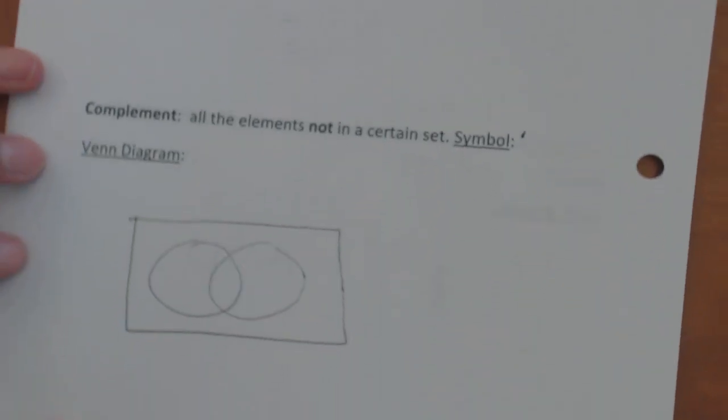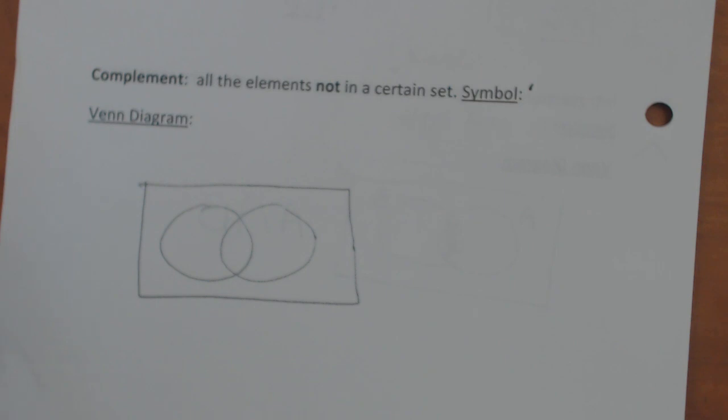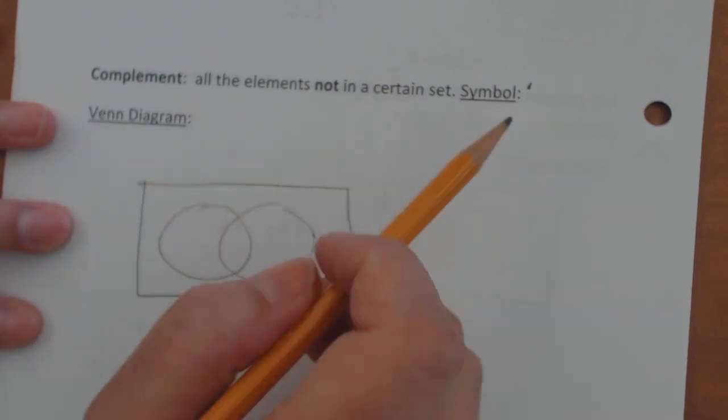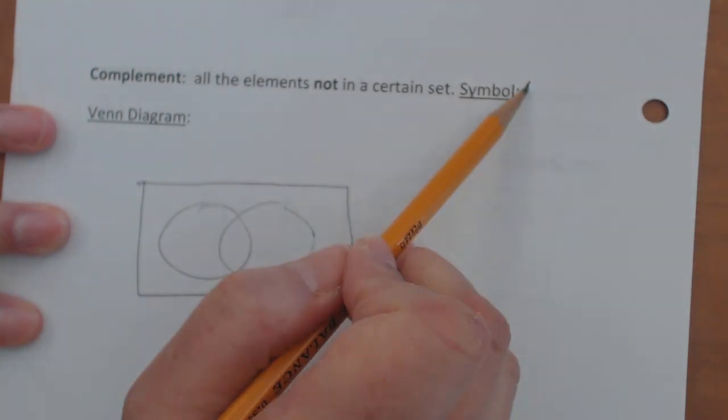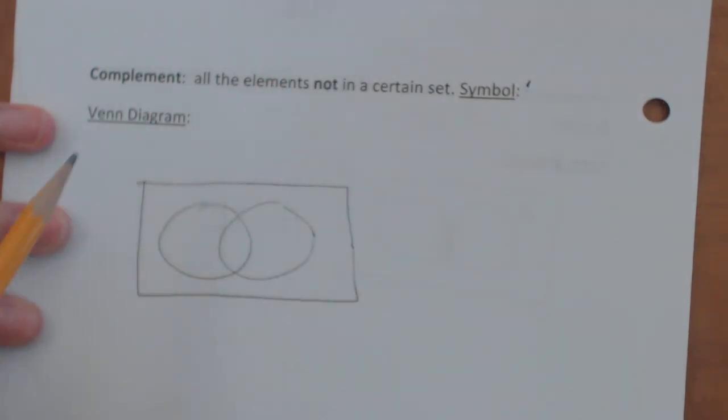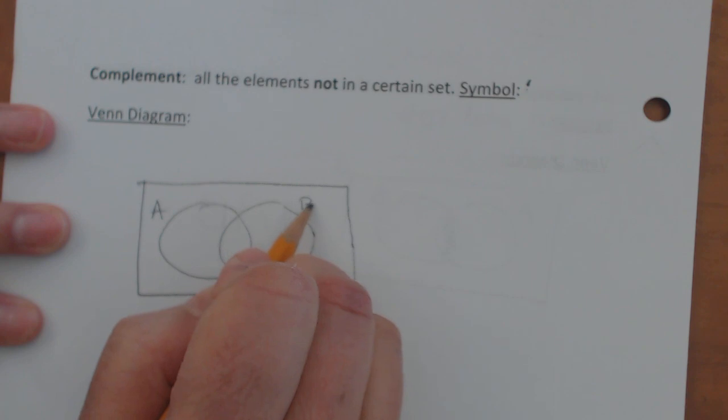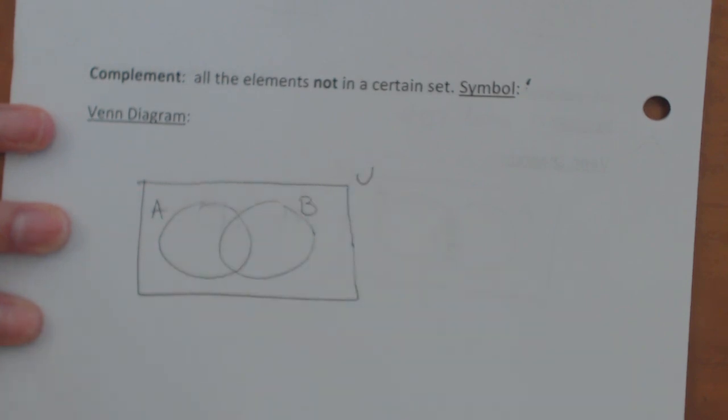Okay? And lastly is the complement. The complement are elements that are not in a certain set. This symbol looks like a little eraser, but it's not. It's like a little apostrophe here, so be careful. So again, here's A, here's B, and here's the union.